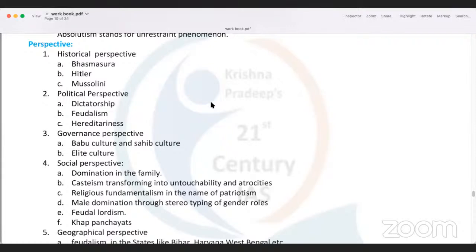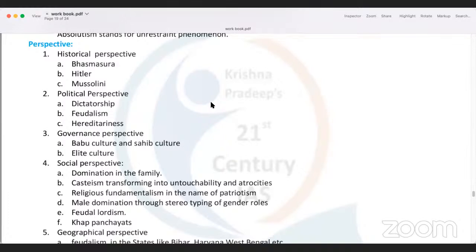What is this elite culture? Bureaucracy considers itself a superior community over other people. And this self-declared superior status among them is known as the elite culture. This elite culture is also a governance perspective. And from the social perspective: domination in the family, casteism, religious fundamentalism, male domination over the female, feudal lordism, Khap Panchayat. These are examples of social power and the consequent corruption over society.